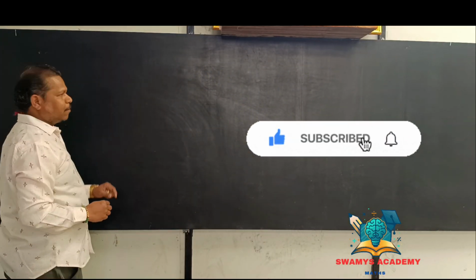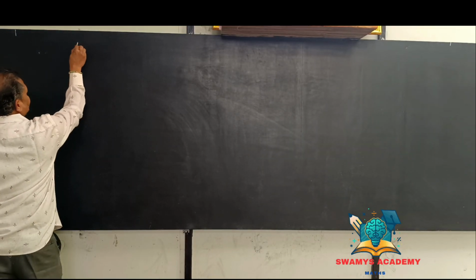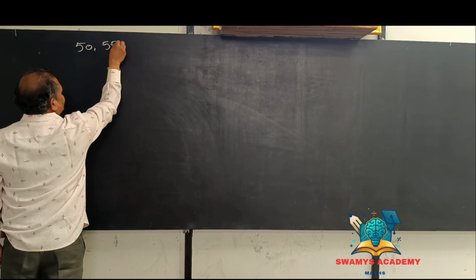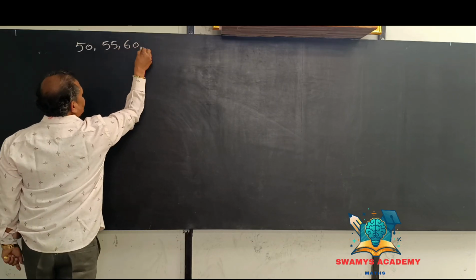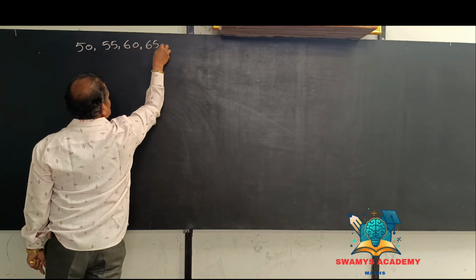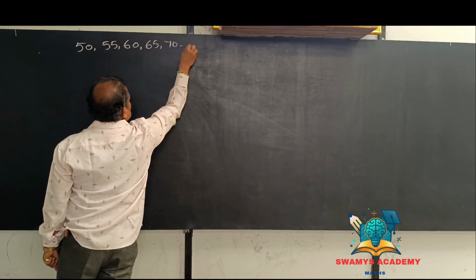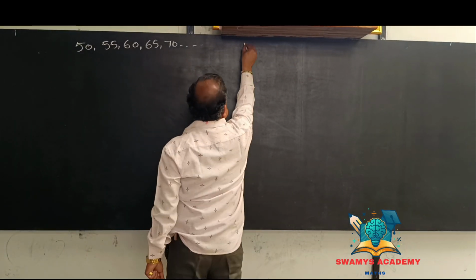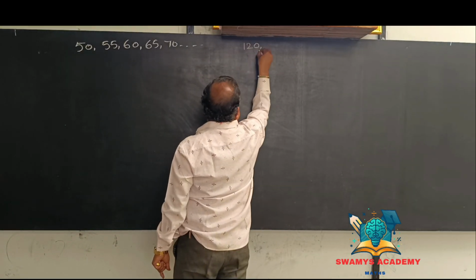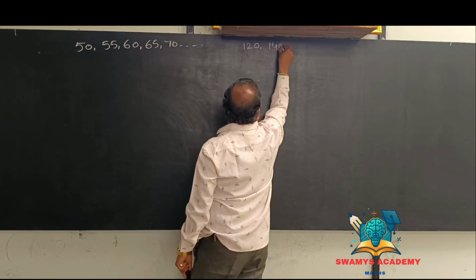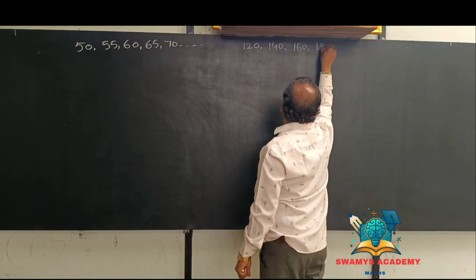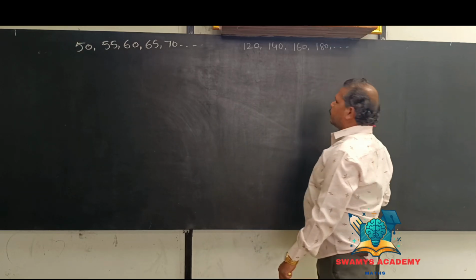Example, we will take the first example, that is 50, 55, 60, 65, 70 and so on. Another example we will take here: 120, 140, 160, 180 and so on.